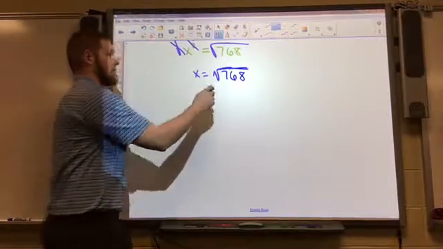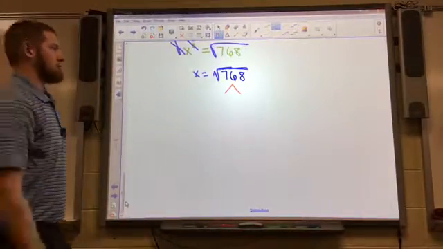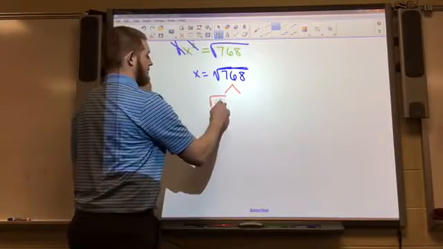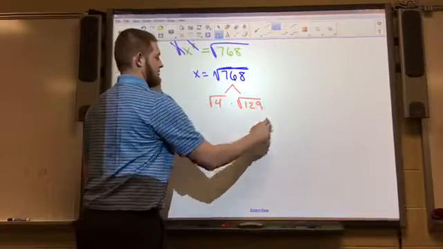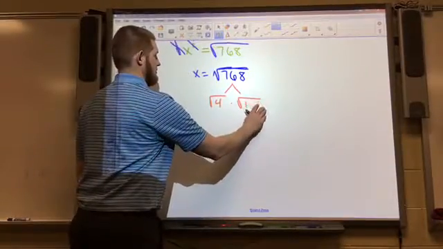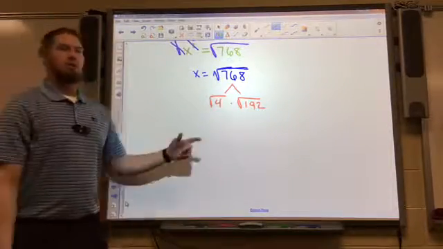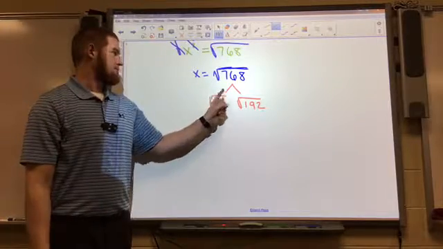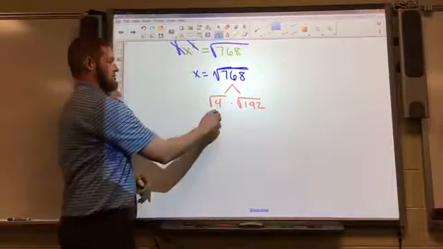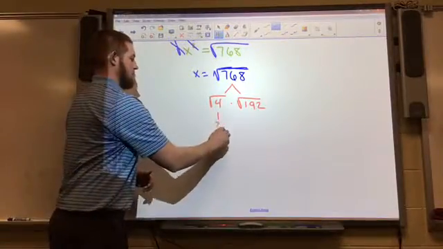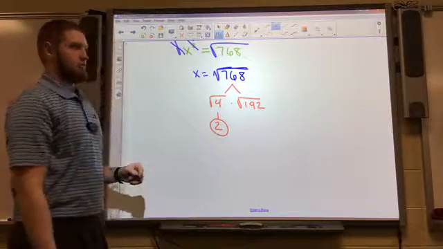4. Okay, I'm going to start at 4 because I want to really break this down and do some multiplying. So a 4 definitely does. So I have the square root of 4 times the square root of what? 192. Because if I multiplied these two radicals, 4 times 192 is 768, right? Okay. What is the square root of 4? 2. Do I have a radical in this anymore? No, because I square rooted 4, so I get 2.